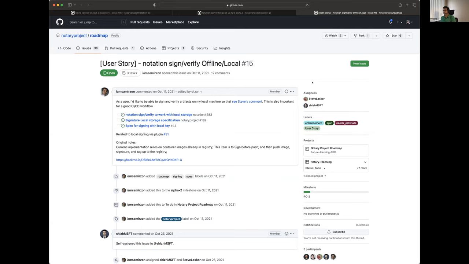So signing offline is a completely different beast. It's a completely different problem, because we need to locally generate the manifest and sign that, and we weren't able to find an easy way to do it. So I wouldn't recommend mixing this issue with user story 15. User story 15 will take a considerable amount of time, and it's not part of RC1. Yeah, makes sense.